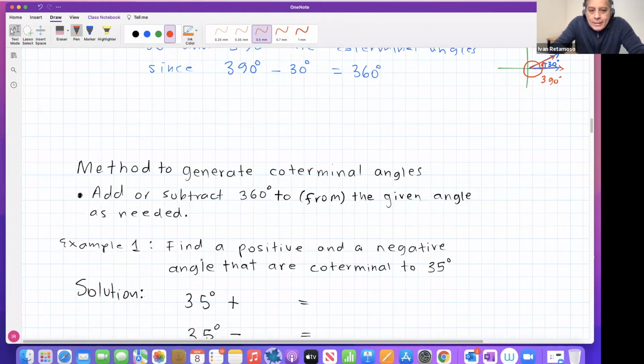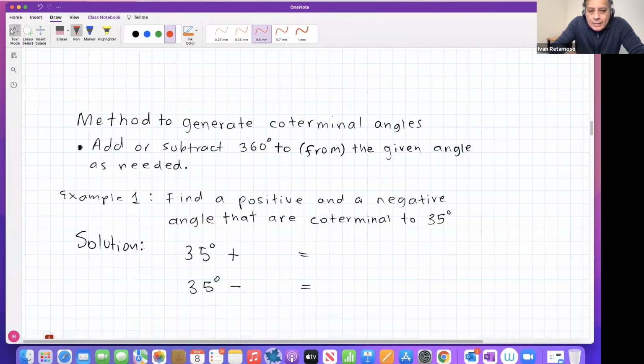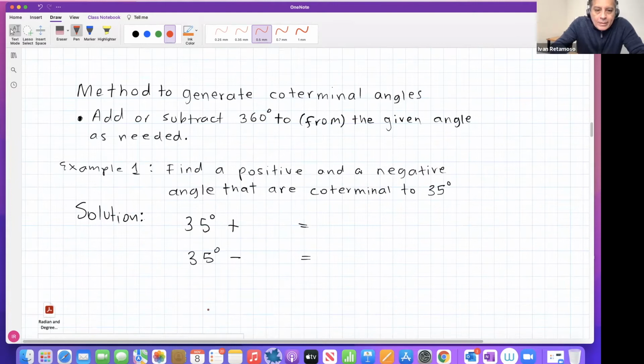As needed. Example, suppose they say, find a positive and a negative angle that are coterminal to 35 degrees. Let me show you this example and then I will ask you to do something on your own on the worksheet. All right, solution.